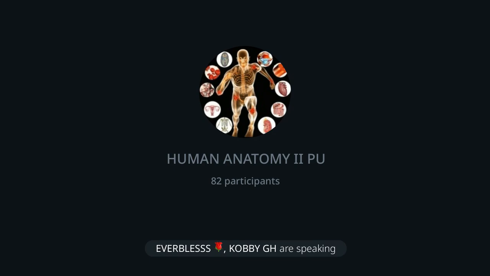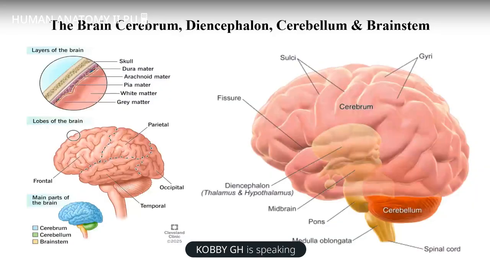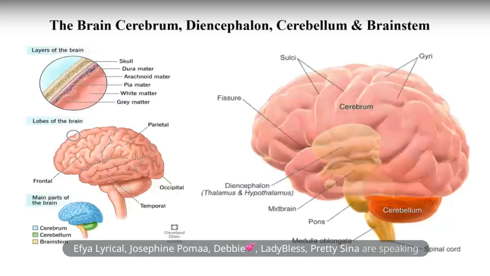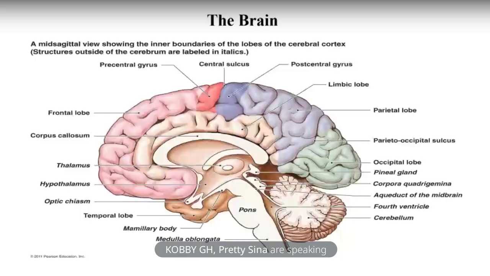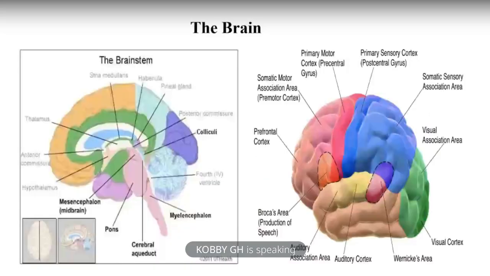Which ones are the gyrus? The ridges. Good. Excellent. The ridges are the gyrus. And which ones are the sulci? The grooves. Tell me which one is which.